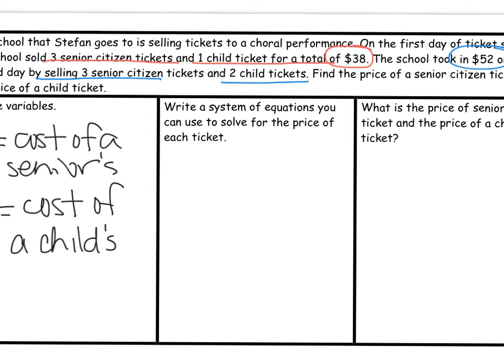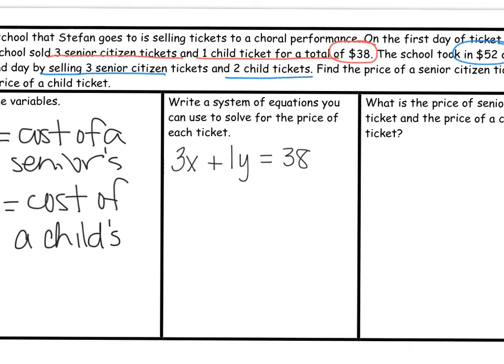So the first one, 3 senior tickets and 1 child ticket is equal to $38. The next equation, 3 senior tickets plus 2 child tickets is equal to $52.